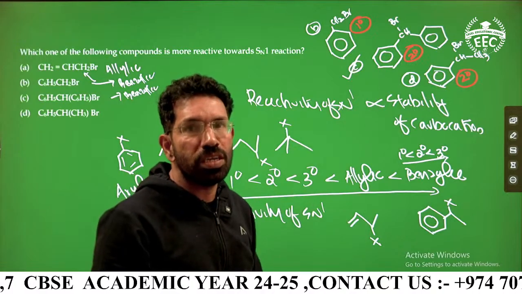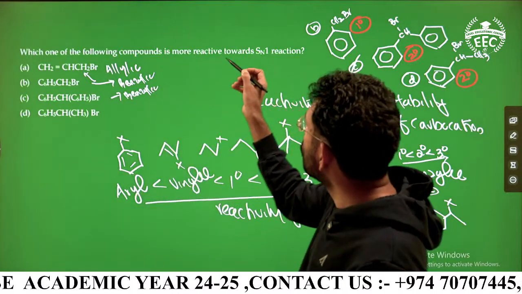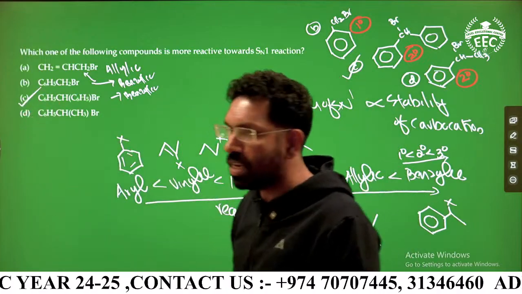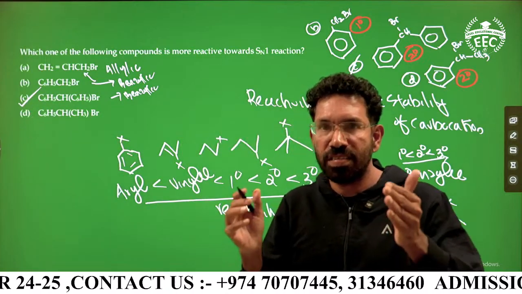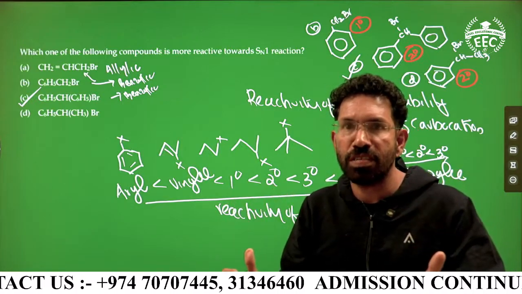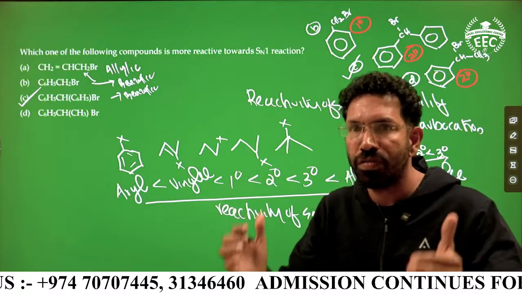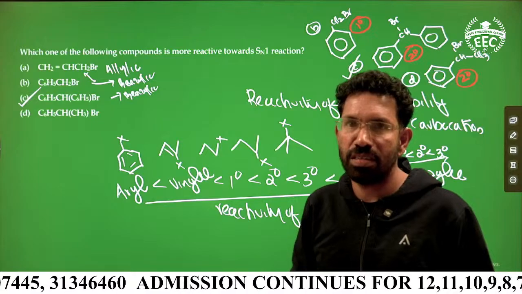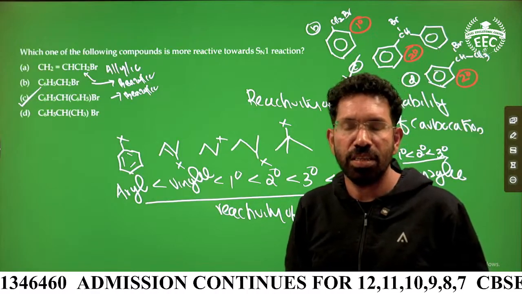So the question is which of the following is more reactive towards SN1. Our option is C, because that is secondary benzylic and it has more resonating structures because of the greater number of benzene rings next to the single bonded carbon. That's the answer. I think all of you got it.